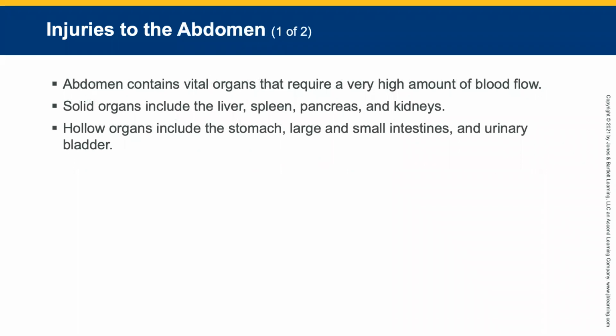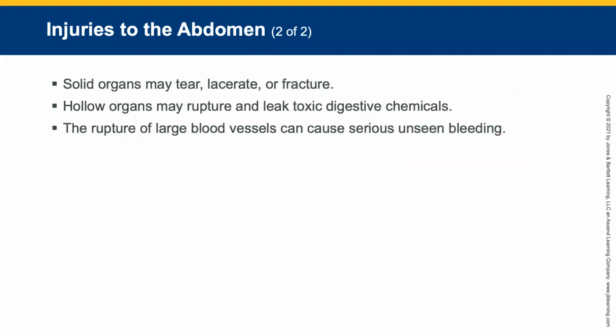The abdomen contains vital organs that require a very high amount of blood flow to perform functions necessary for life. Solid organs may tear, lacerate, or fracture, which can cause serious bleeding into the abdomen. Solid organs include the liver, spleen, pancreas, and kidneys. Hollow organs may rupture and leak toxic digestive chemicals, causing the possibility of life-threatening infections. Hollow organs include the stomach, large and small intestines, and the urinary bladder. The rupture of large blood vessels can cause serious unseen bleeding.